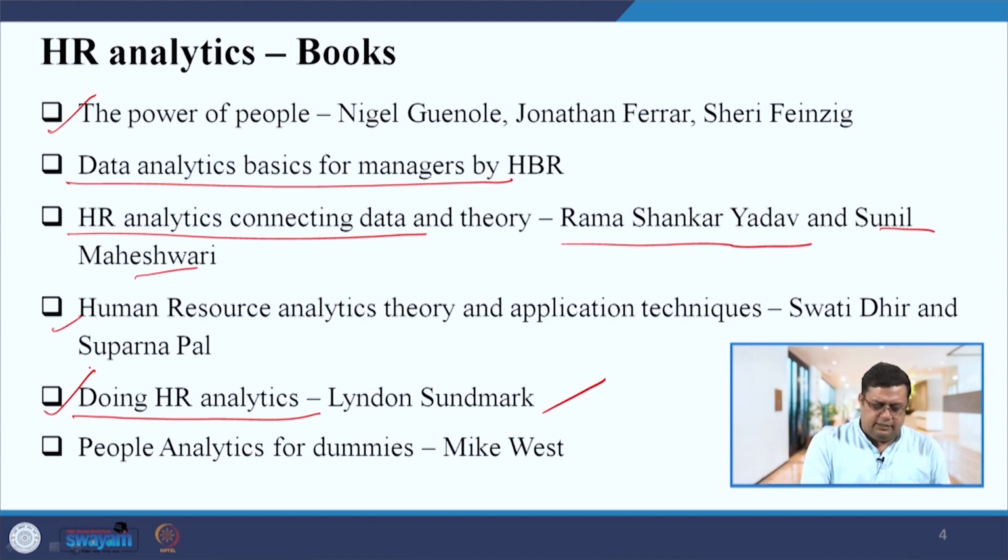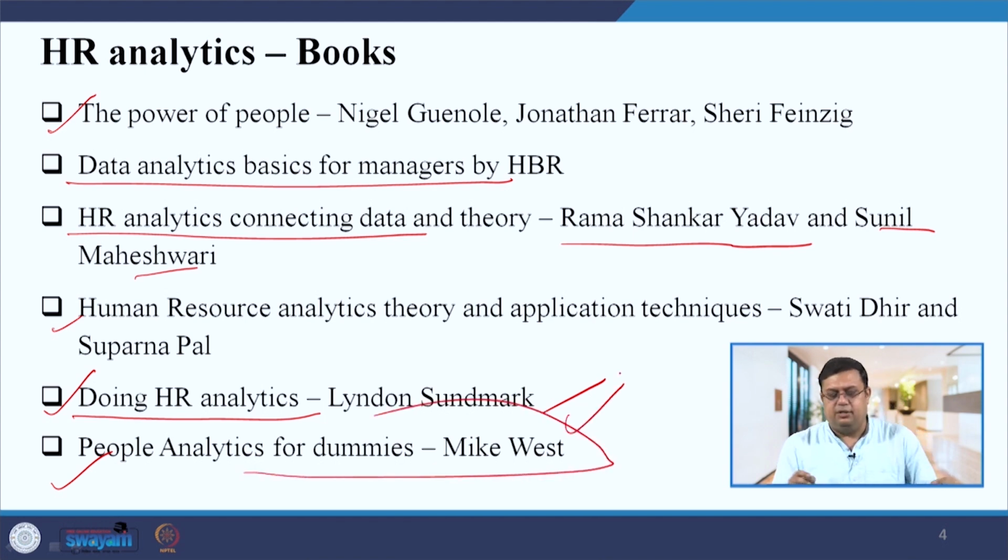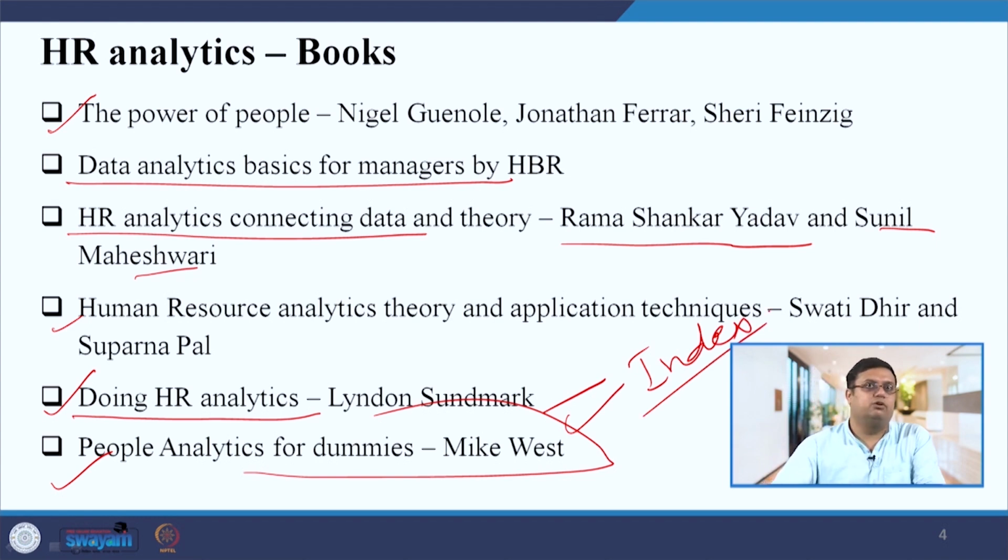The next book that you can see is People Analytics for Dummies. I like this book for developing indexes, right, related to role clarity, engagement, satisfaction. Such indexes are developed in this book in a very good manner. If you want to understand how to develop an index related to engagement, ability, motivation, role clarity, satisfaction, such indexes are developed very well in this book, right. So, these are the books that I have used for HR analytics.